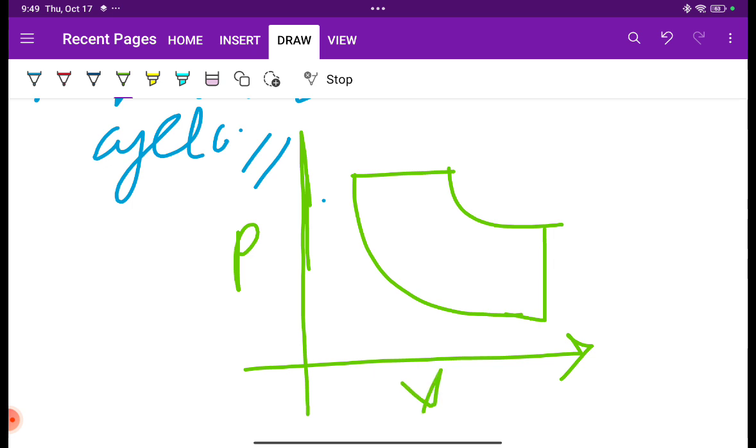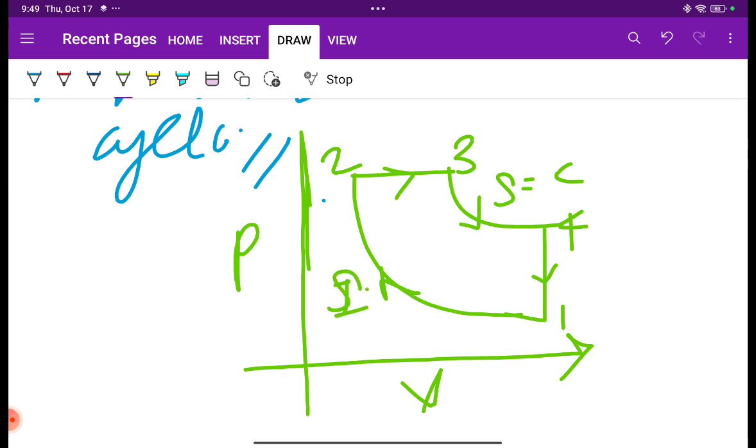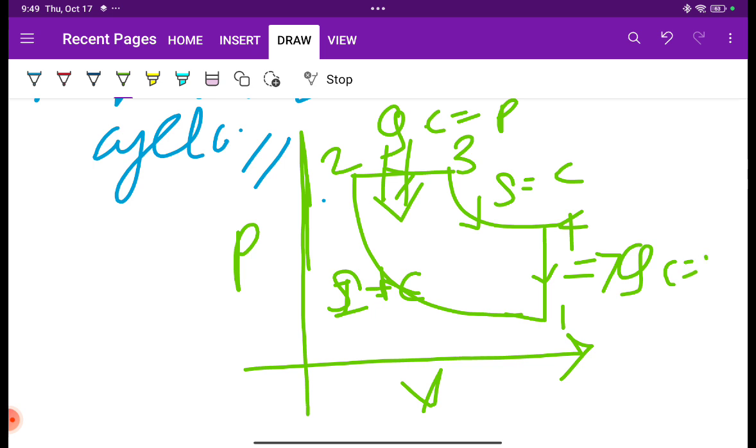Spring diagram. This is 1, this is 2, this is 3, this is 4. So there's an isentropic process over here as well, and an isentropic process over here as well. Heat addition from here at a constant volume, a constant pressure heat addition, and heat rejection at constant volume. So you need to remember this: constant volume heat addition and constant volume heat rejection.